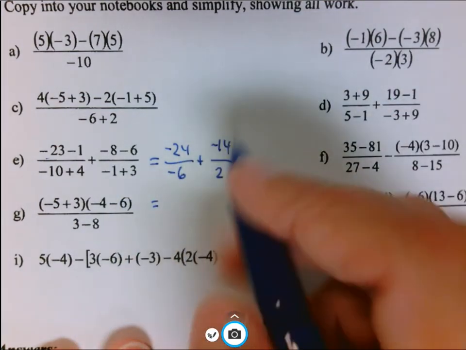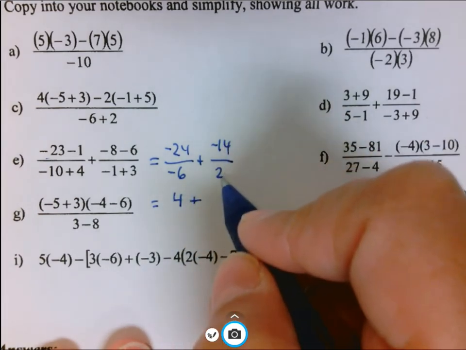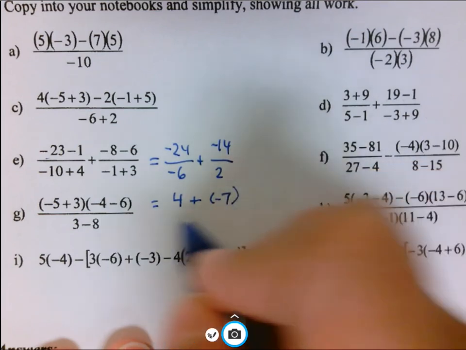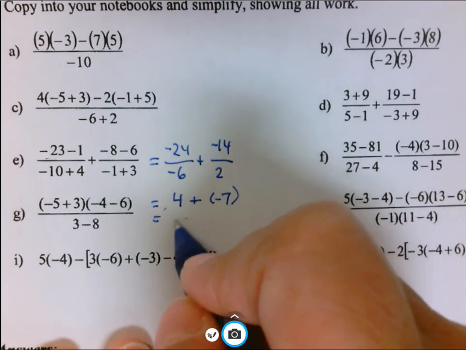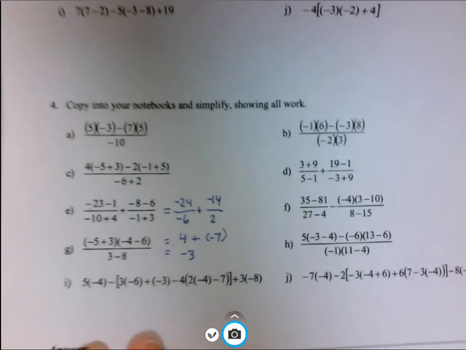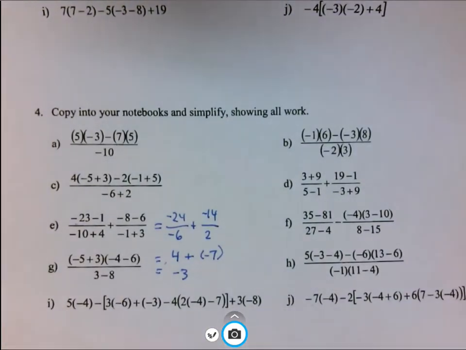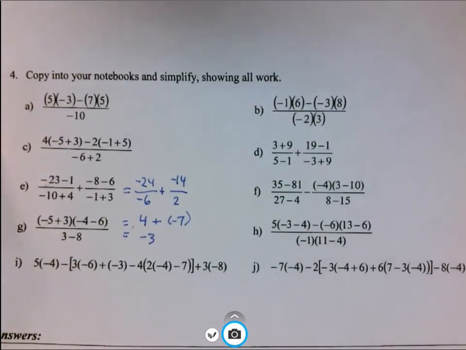-24 divided by -6 is a positive 4. -14 divided by 2 is -7. Temperature is 4. It goes down 7 degrees, and we're left with -3. Okay, each line equals the line above it. These questions in the booklet, please do them on separate paper because you're going to need to show your work. Always write the question first. In your notes, write the question first and then do the work underneath. And all the final answers are given at the bottom. Okay, thanks for watching.